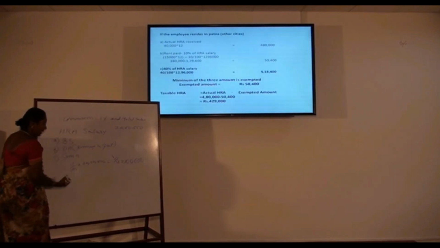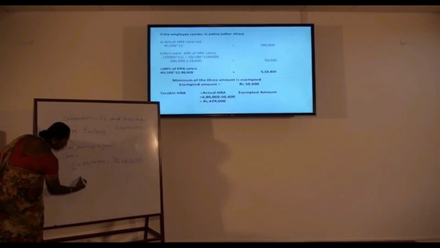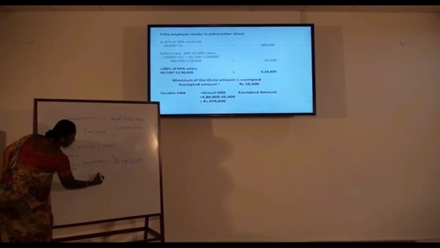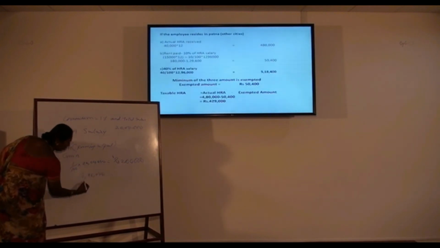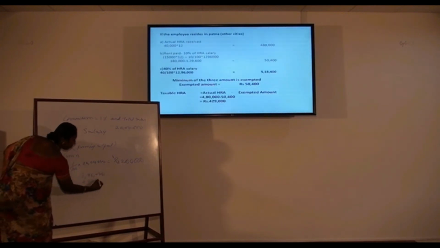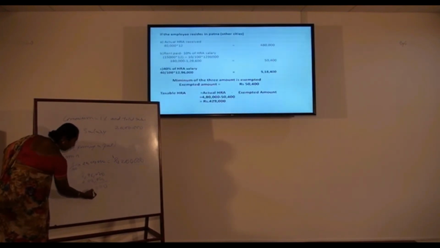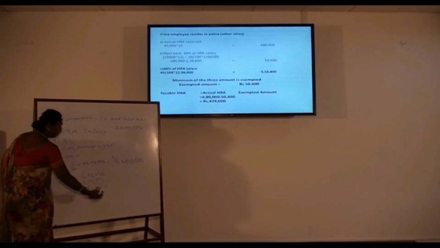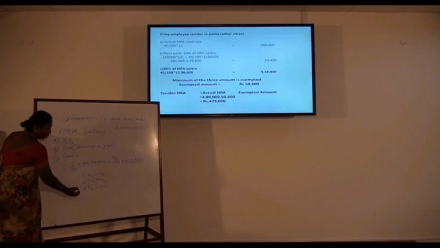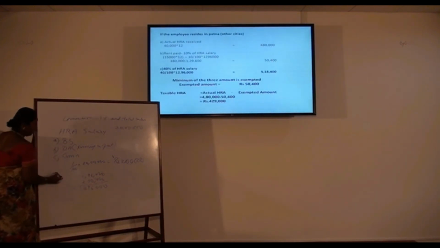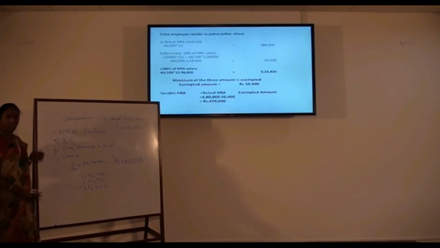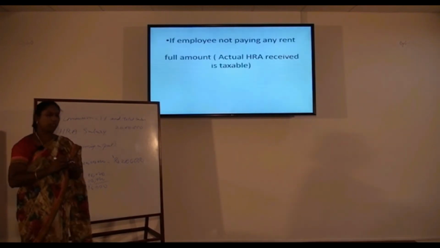Now the HRA salary, which for us is 12 lakh 96,000, we have to add this 2 lakh. Now the HRA salary is 14,96,000. This should be considered as the HRA salary for the calculation. So we completed the rules.